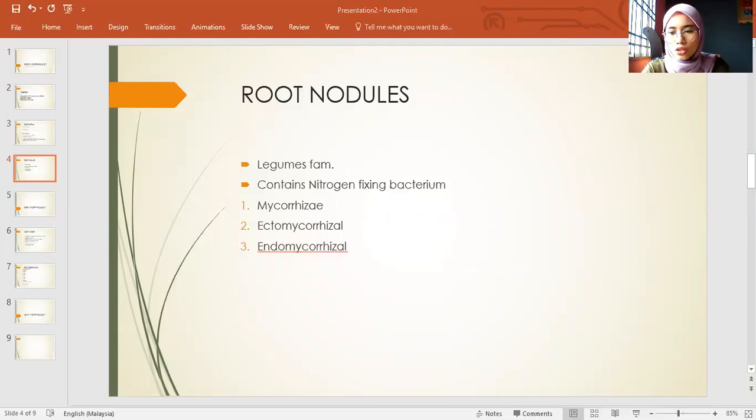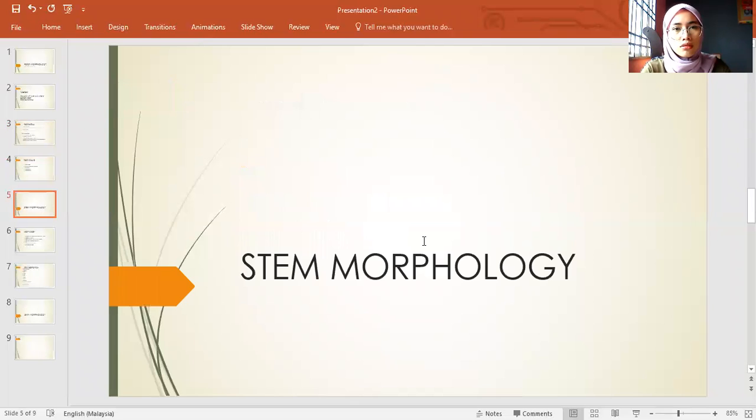Let's show you guys what that is. This is mycorrhizae. This is ectomycorrhizae. This is endomycorrhizae. That's all for roots. We move to the next part.